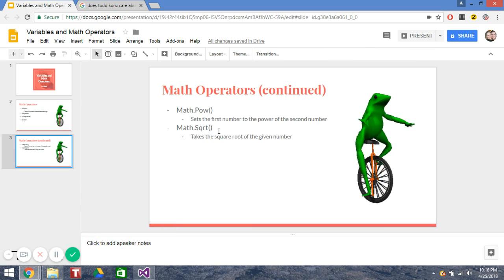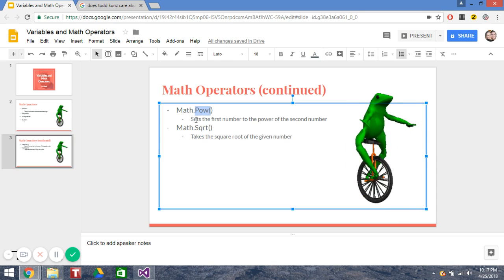All right, and we got 2 more. These are very common. Let's just say you're trying to use a triangle expression. If you use Pythagorean theorem, you have Math.Pow, which sets the first number to the power of the second number, or Math.Sqrt, which takes the square root of the number given. So let's go ahead and test these out.